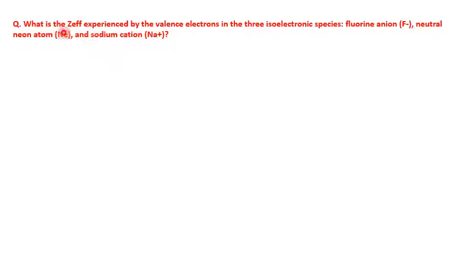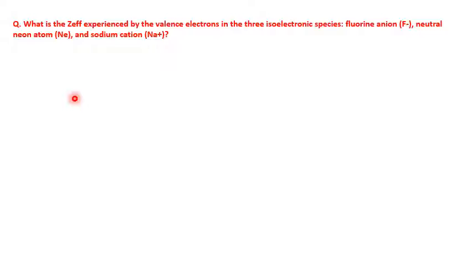Now coming to the last example of Slater's rule. What is the Z effective experienced by the valence electron in the three isoelectronic species: fluoride anion F minus, which has 10 electrons, neutral neon with 10 electrons, and sodium cation with 10 electrons? So these are three isoelectronic species. However, Z effective will be different because the atomic numbers of fluorine, neon and sodium differ. So how do we calculate the Z effective using Slater's rule?